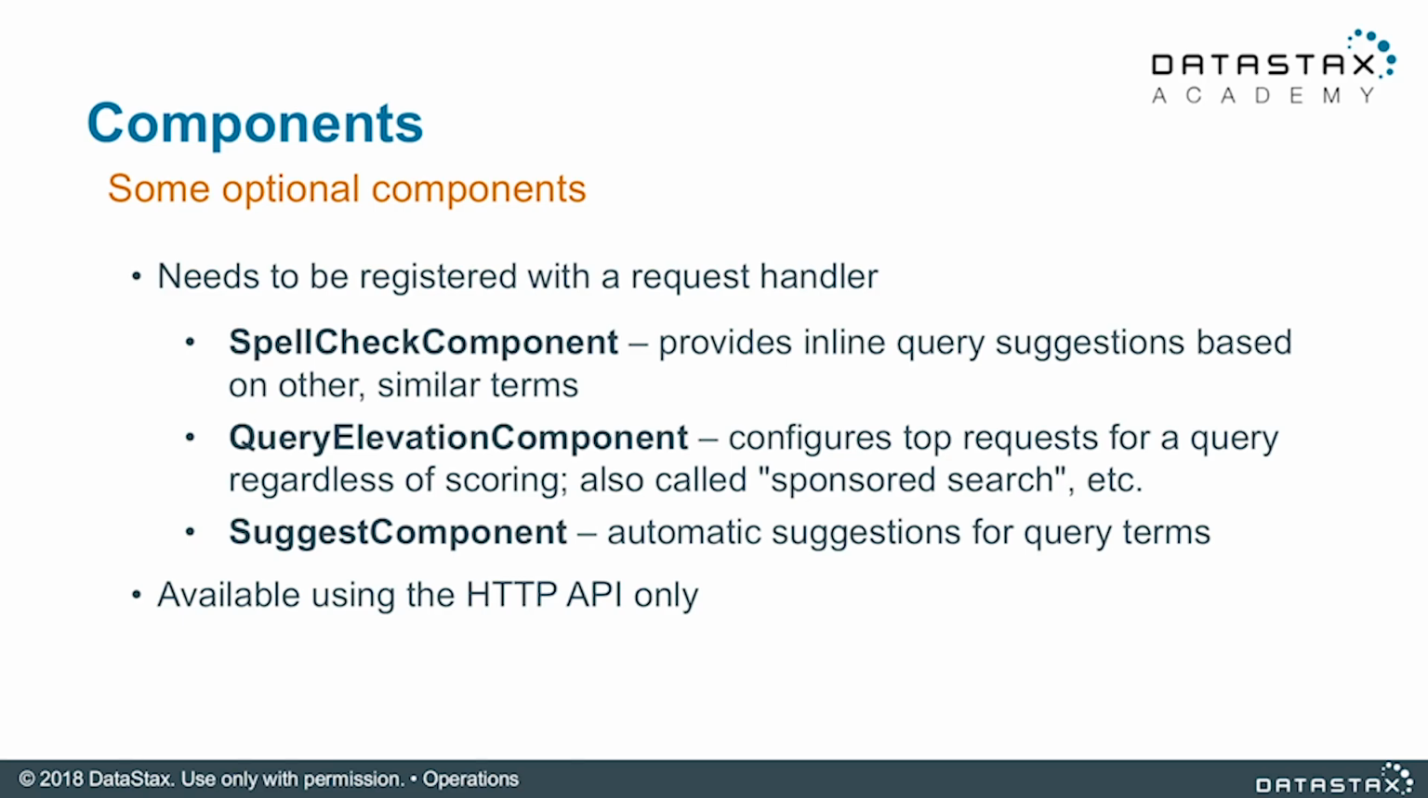In addition to the default components, there are additional components that can be useful. This includes the spell check component, the query elevation component, and the suggest component. As mentioned before about some of the other components, these are also usable with a search handler using the HTTP API.